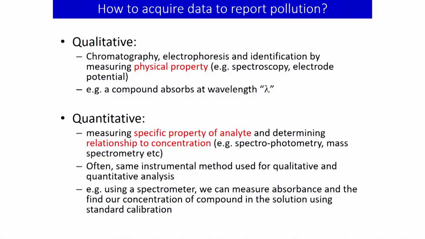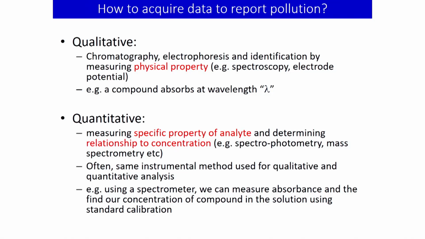Okay. And then, not only do you have to measure that specific property and quantify based on it, you must also know that there must be a relationship with the concentration. So, this is very important. Like spectrophotometry, mass spectrometry, we discussed those things. Often the same instrumental method is used for qualitative and quantitative analysis. This is important, that you can use it, but one will not give you the idea of the other.